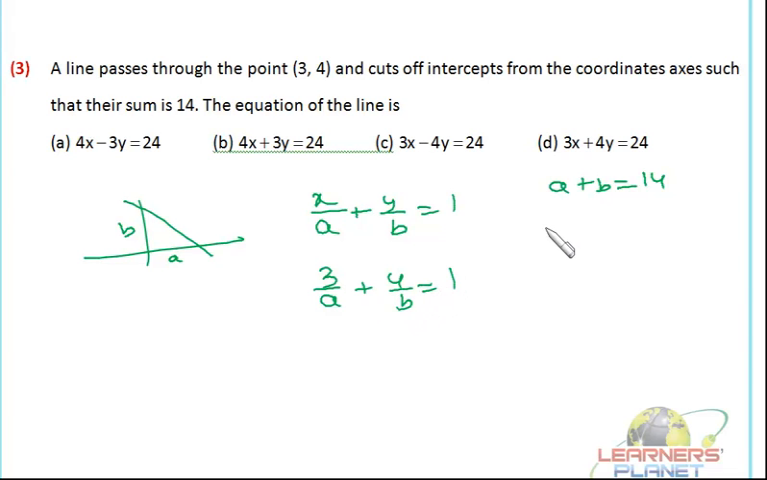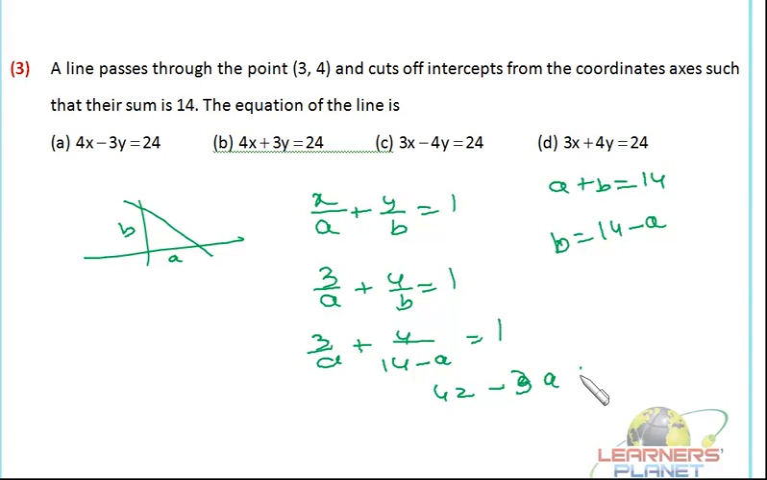So what you can do is you can put the value of b from here, that is 14 minus a. b is equal to 14 minus a, and I put the value of b over here. So it is 3 by a plus 4 upon 14 minus a is equal to 1. So it is 42 minus 3a plus 4a is equal to 14a minus a square.